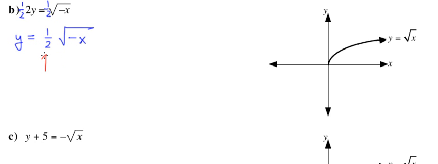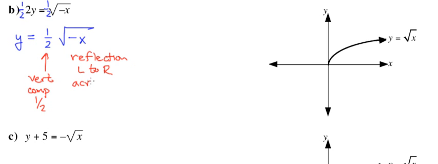The 1/2 is a vertical stretch. So what we get here is a vertical compression by a factor of 1/2. This is horizontal because it's right on the x. It's inside the radical. And it's negative, which makes it a reflection. So this is a reflection, and there's several ways to say this. You can say it's reflected left to right. You can say it's a horizontal reflection, or you can say it's a reflection across the y-axis.